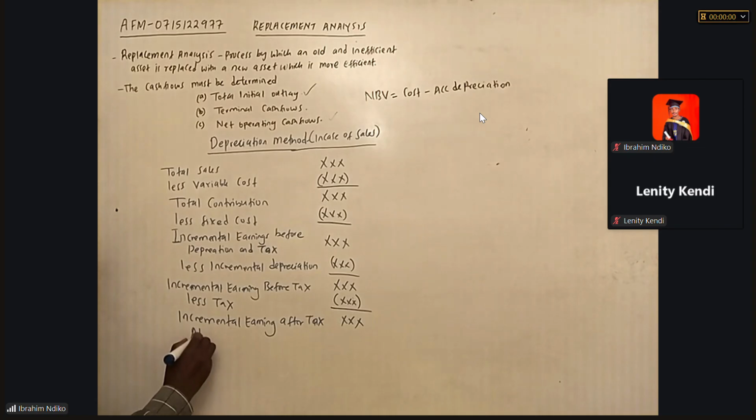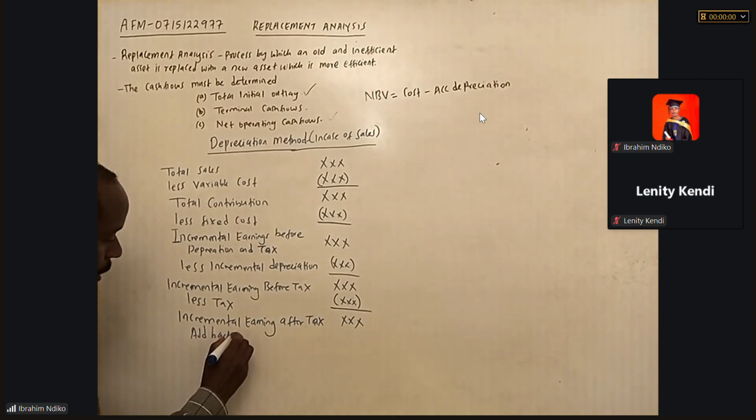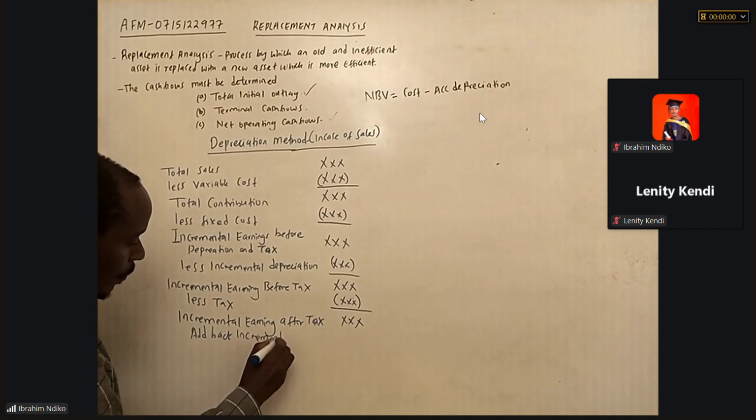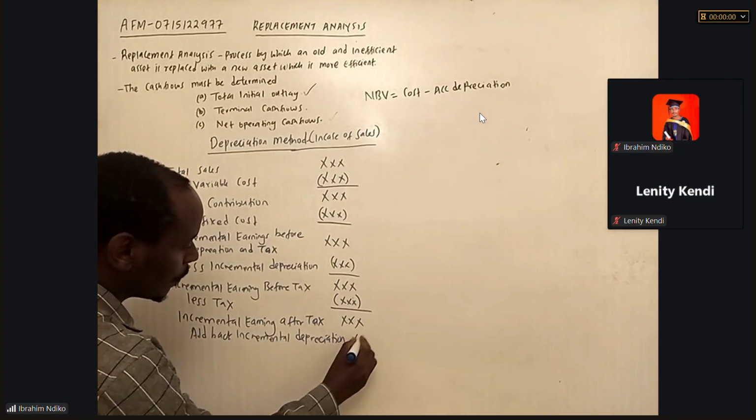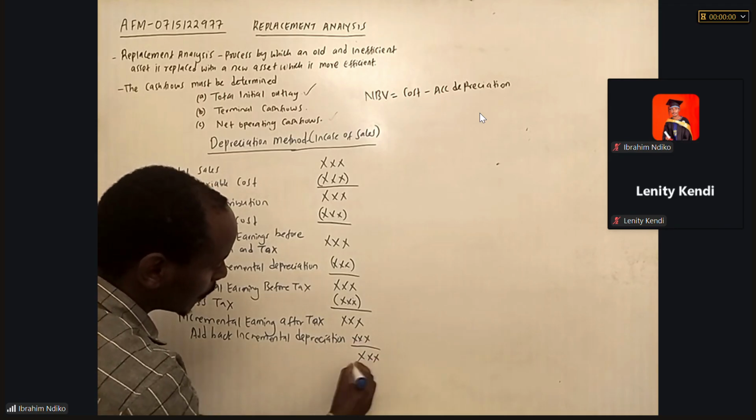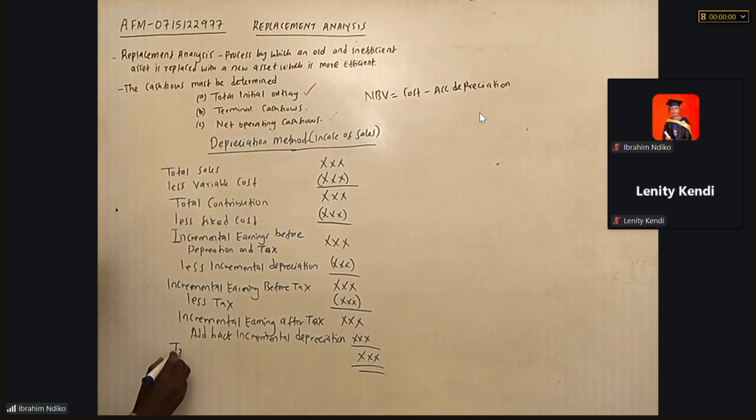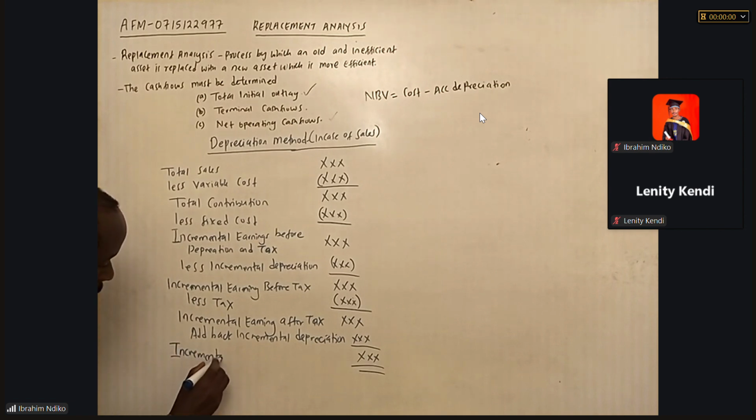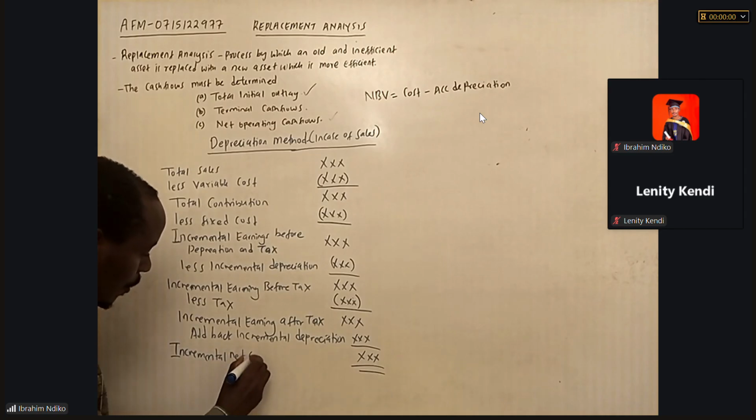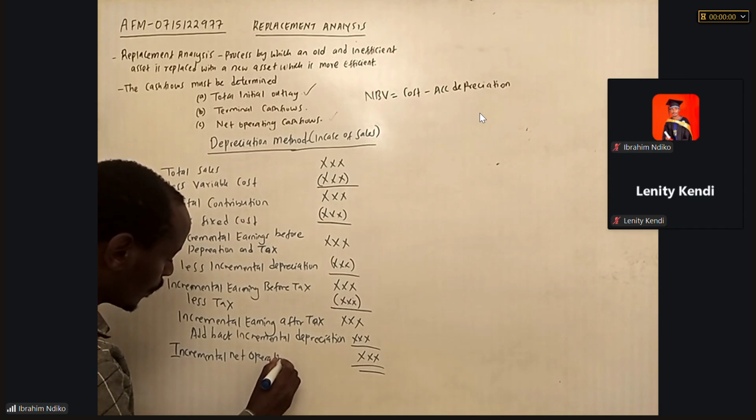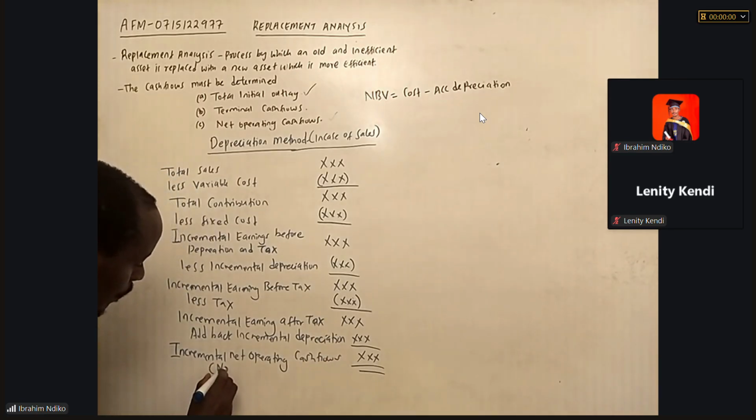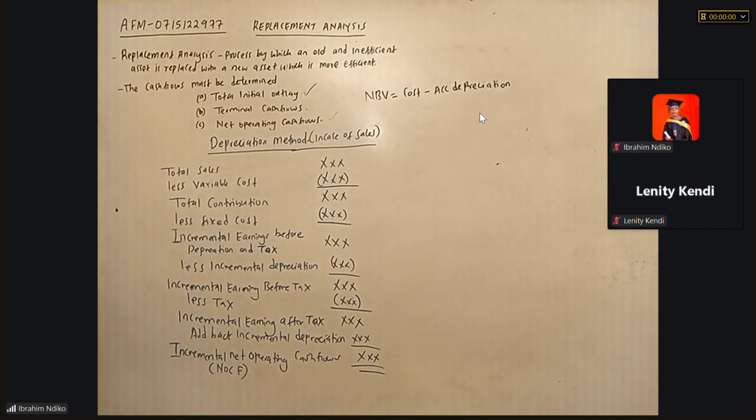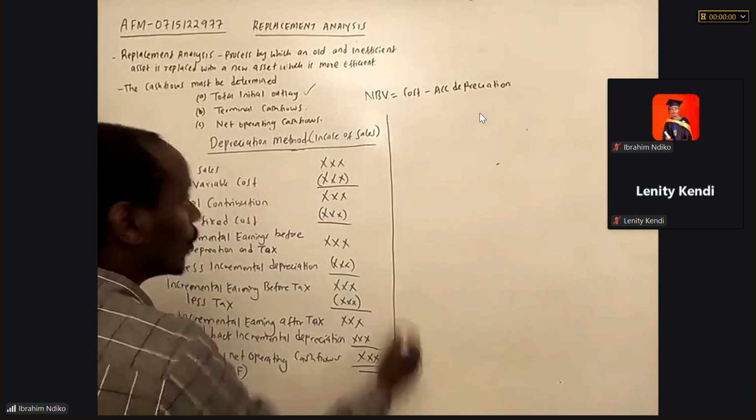Then we add back incremental depreciation, so that we can get our net, which, if it is replacement, is the incremental net operating cash flows. That is NOCF, net operating cash flows. Now this one is in the case where we have sales.